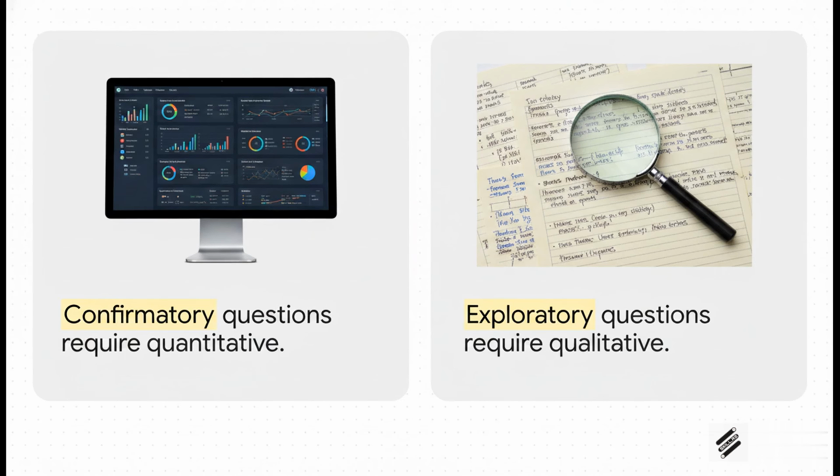As we know, different lenses answer fundamentally different questions. If you have a confirmatory question, something like, does this intervention actually work? Or, how often does this happen? You need a quantitative lens. That's what gives you statistical associations and population averages.